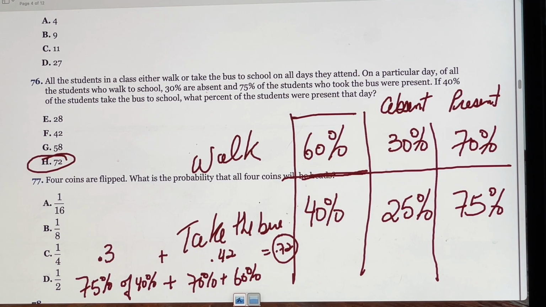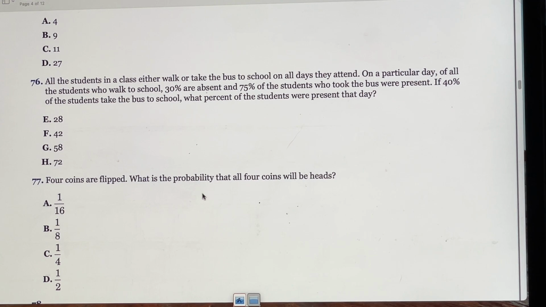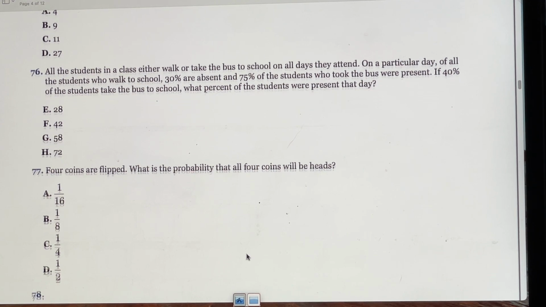72%. When I did this problem, it gave me a little bit of a headache. Nice problem, but again, the table I think is very important to organize the data. Okay.